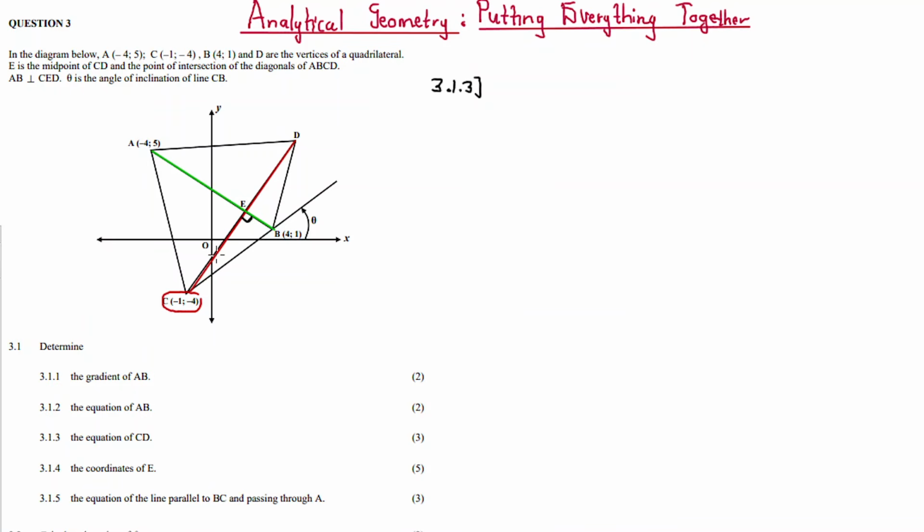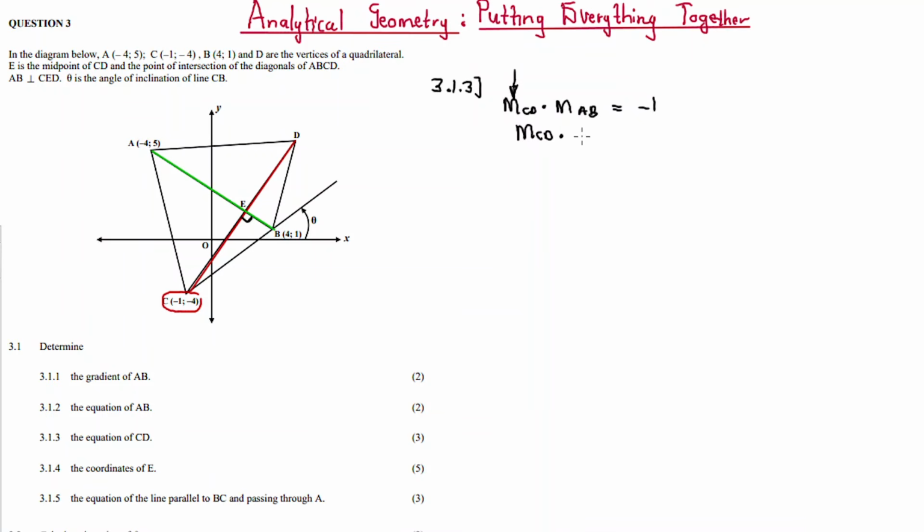We know from theory that perpendicular lines, when you multiply their gradients, you should get a minus 1. So we're going to use that property to calculate the gradient for the line CD. So gradient CD multiplied by gradient AB is equal to minus 1. I'm using this property because I don't have two coordinates to help us calculate the gradient for CD.